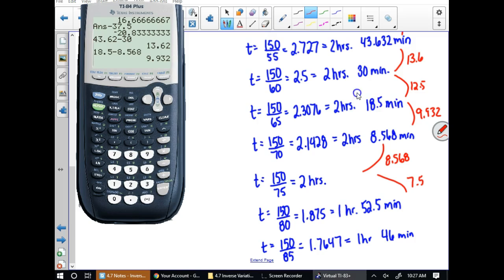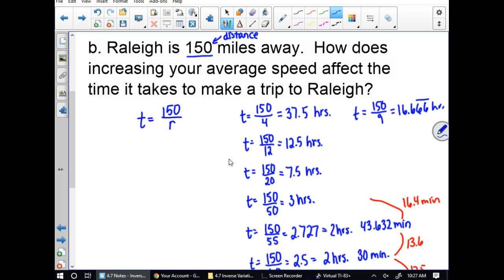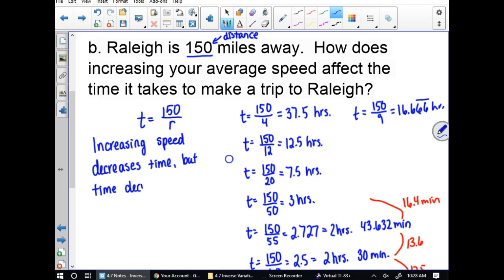So what we see here is, and we're going to write this down, increasing speed decreases time, but time decreases less the faster you go.